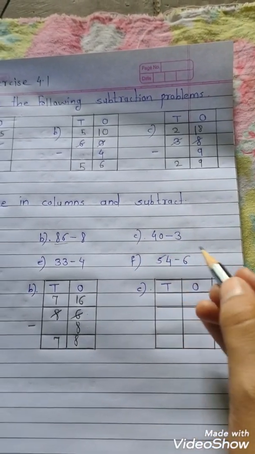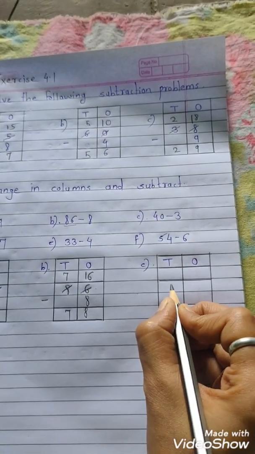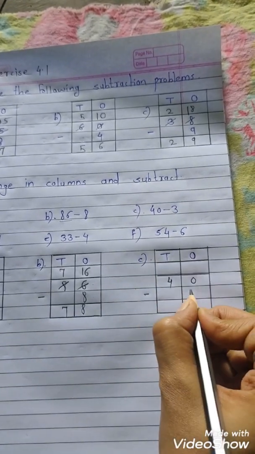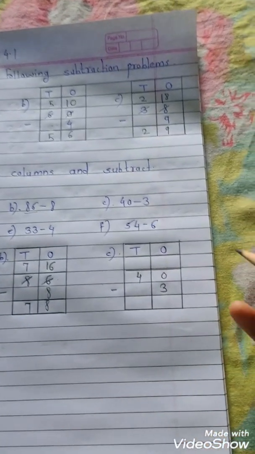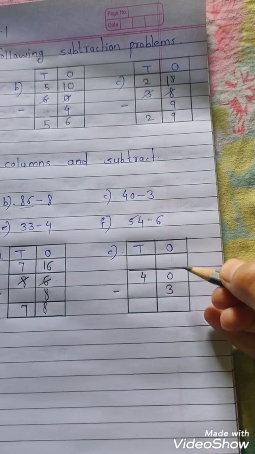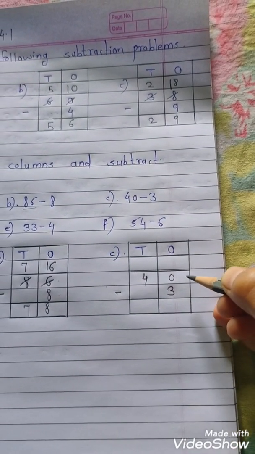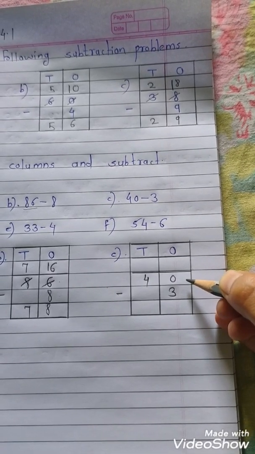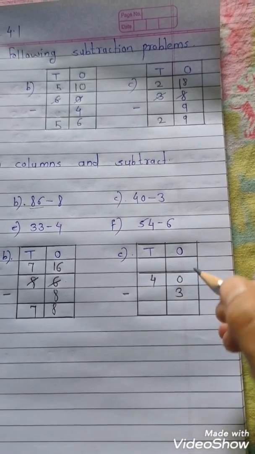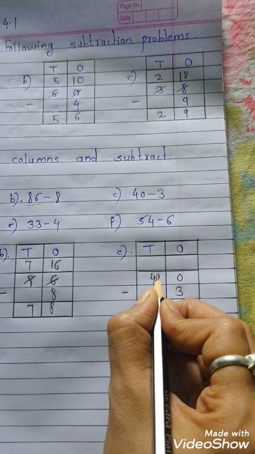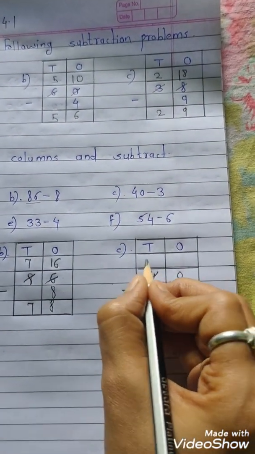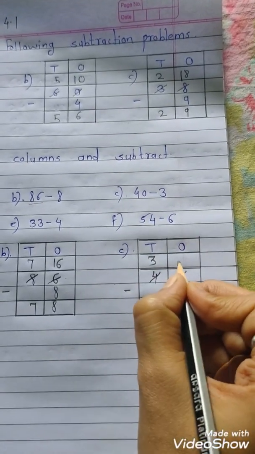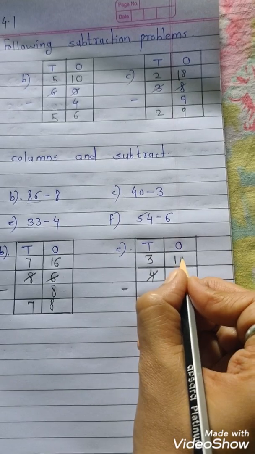Next, 40 minus 3. So first arrange in the place value chart column. 40 minus 3. Okay, so starting from the ones column, 0 minus 3. First condition, is the first number bigger than the second number? No. So what we will do, we will take a borrow from its next. Next is 4. Now 4 can give us 1, so we will take 1. So how many remain here? 3. And here it becomes 10 plus 0 is 10.